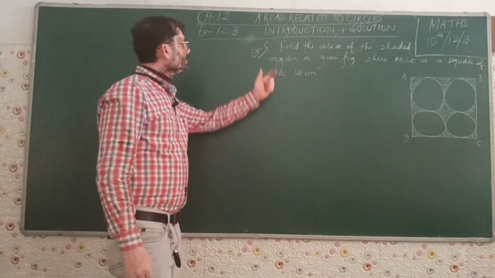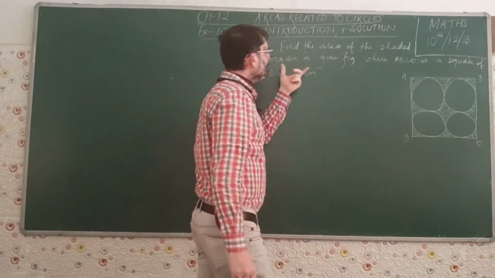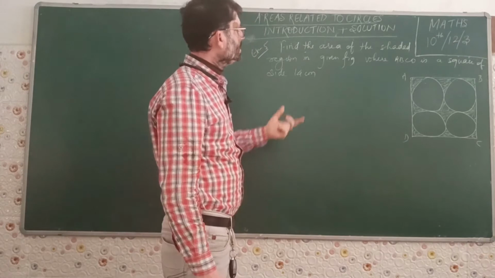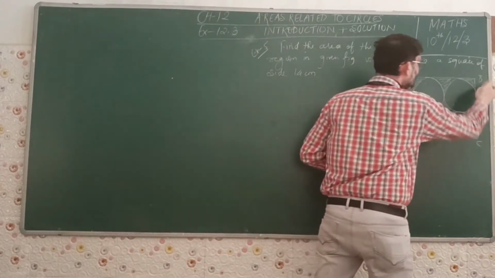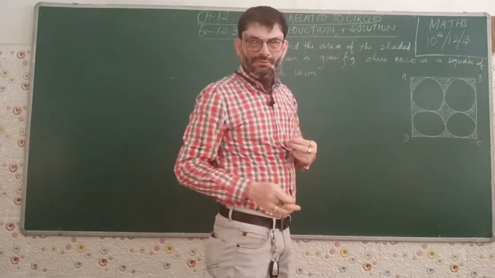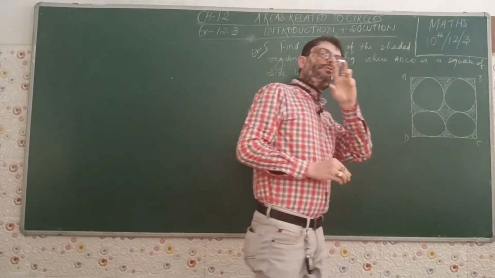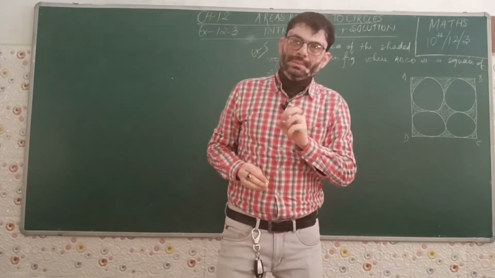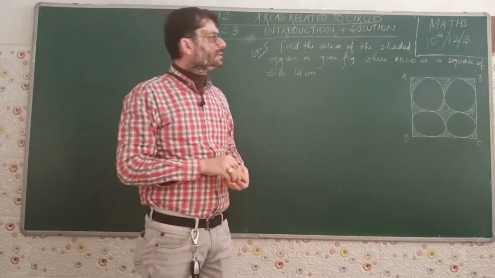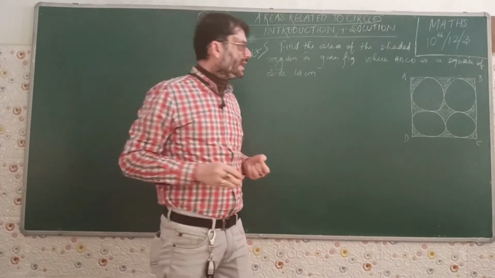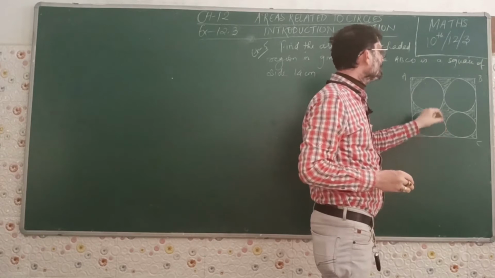Next example. Example number 5. Find the area of the shaded region in the given figure. The figure is given to us where ABCD is a square of side 14 cm and there are 4 circles of equal dimension, that means of equal radius or of equal diameter, whatever you say. The 4 circles are congruent with each radius the same. We need to find the area of the shaded region, and the circles are the unshaded part.